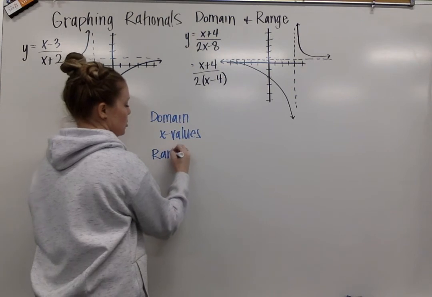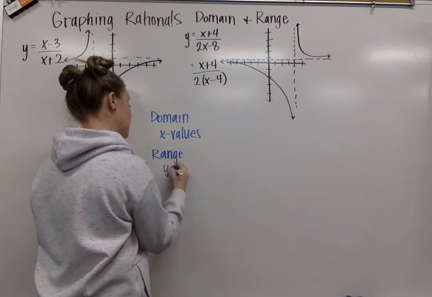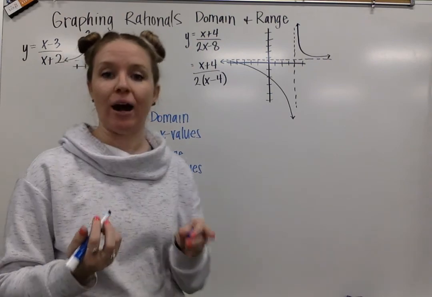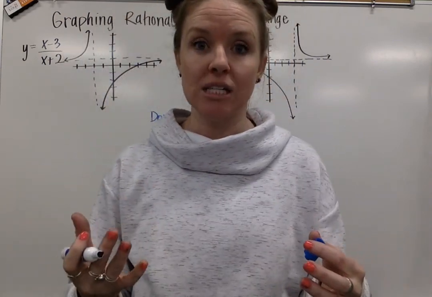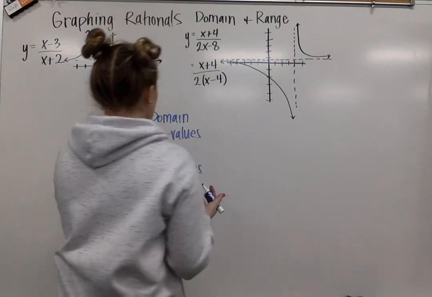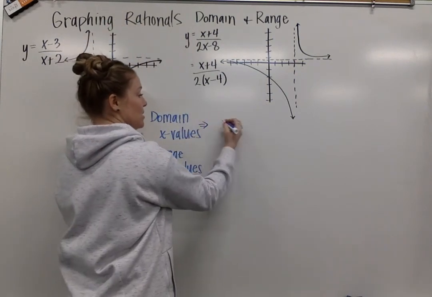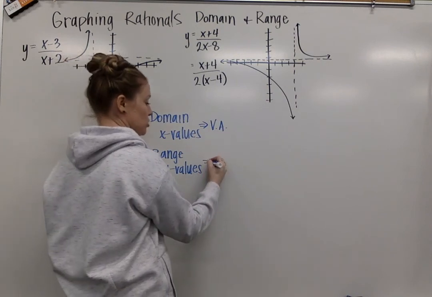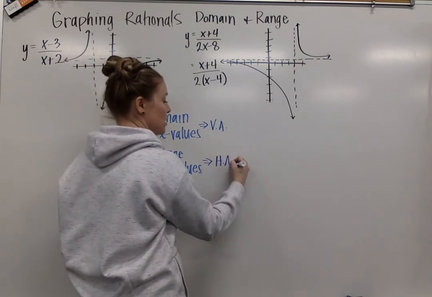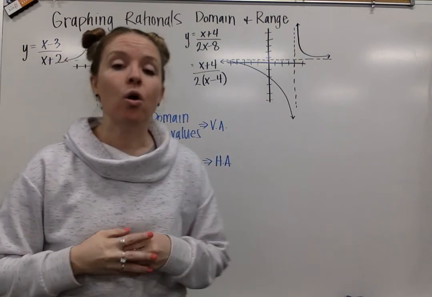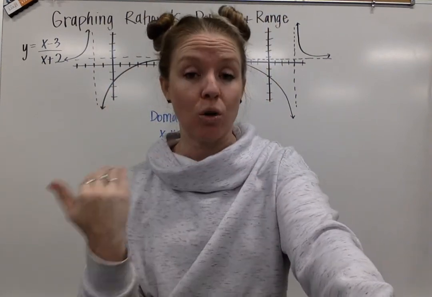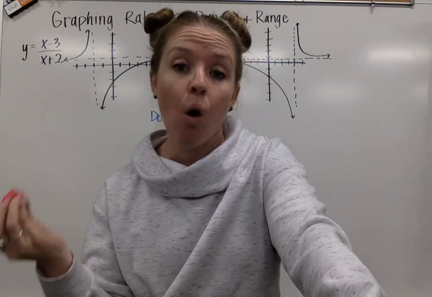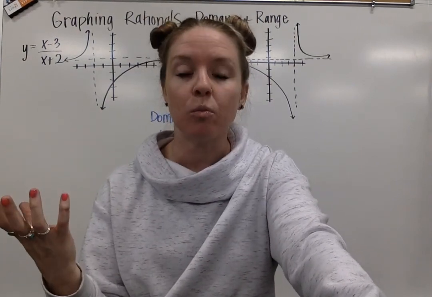The range is after we plug in those x values, what are the y values that our graph can equal? The cool thing is we've talked about our key features. The domain relates with our vertical asymptote, and our range will relate to our horizontal asymptotes. We've talked about it. Sometimes we can cross a horizontal asymptote, which could give us issues, and sometimes we might have a hole in a graph, which is going to cause even more issues.